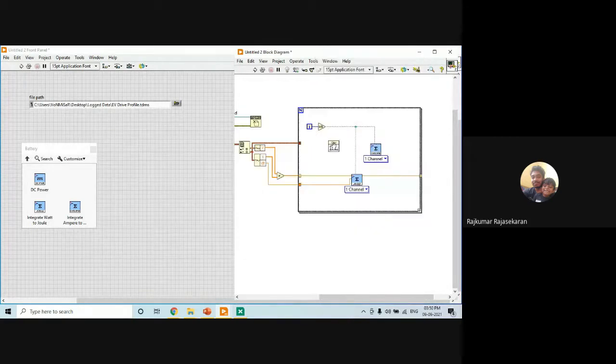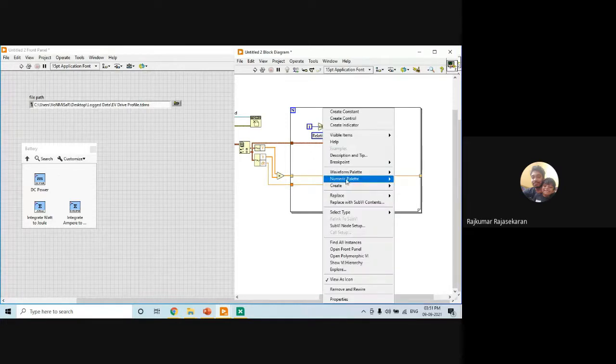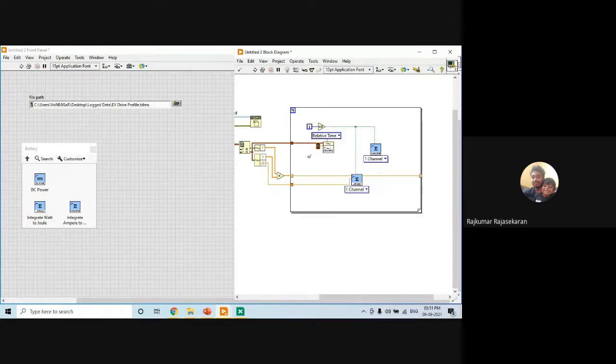Okay, so we have some function called a waveform subset, where we can say by relative time just fetch how much of stuff you need to get. So every 0.2 seconds I'm going to fetch, so I'm just going to give 0.2 here. Okay, and that waveform out will be given.